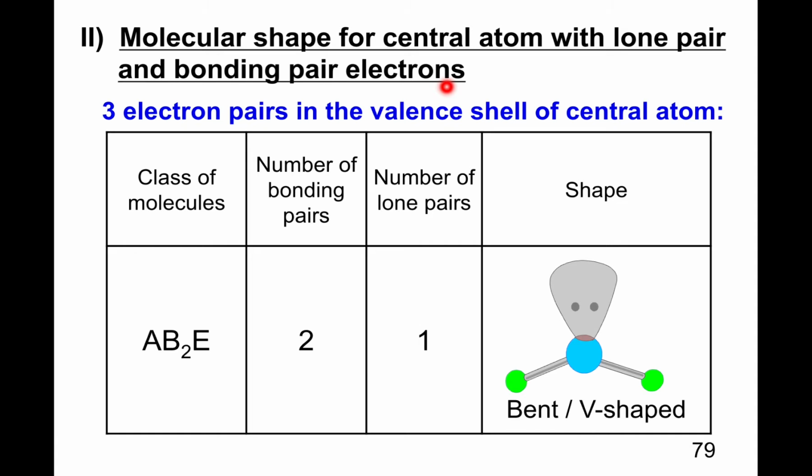These are some of the molecular shapes with lone pairs. The first one is bent. For bent or V shape, we have 3 electron pairs here: 1, 2, 3. When we have 3 electron pairs, we can identify that the electron pair arrangement is actually trigonal planar.